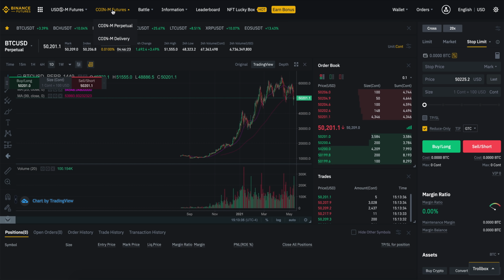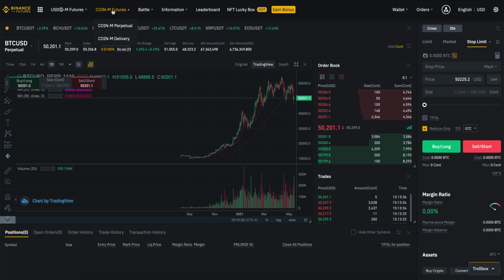How exciting. So we're going to go to derivatives. We're going to go to USD-M futures. We're going to start here. And what I want to do, guys, is I want to talk about the different options that we have over on our trading panel. The first thing we have is isolated versus cross leverage.